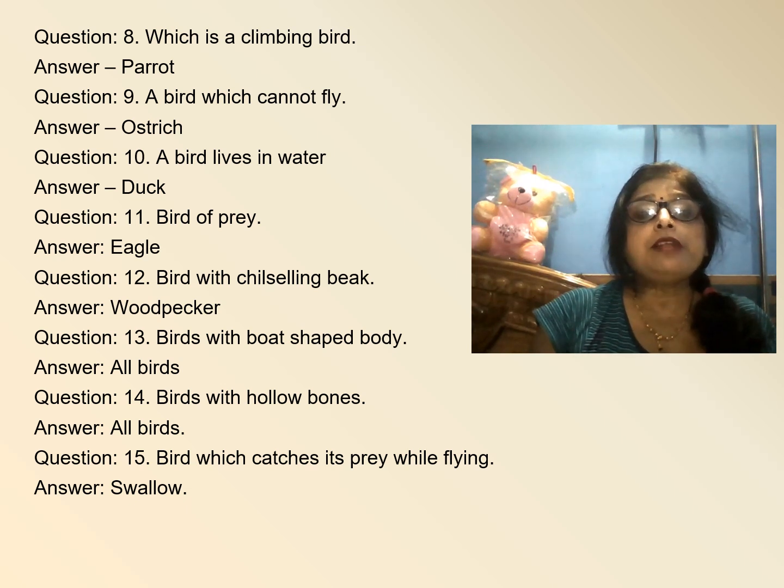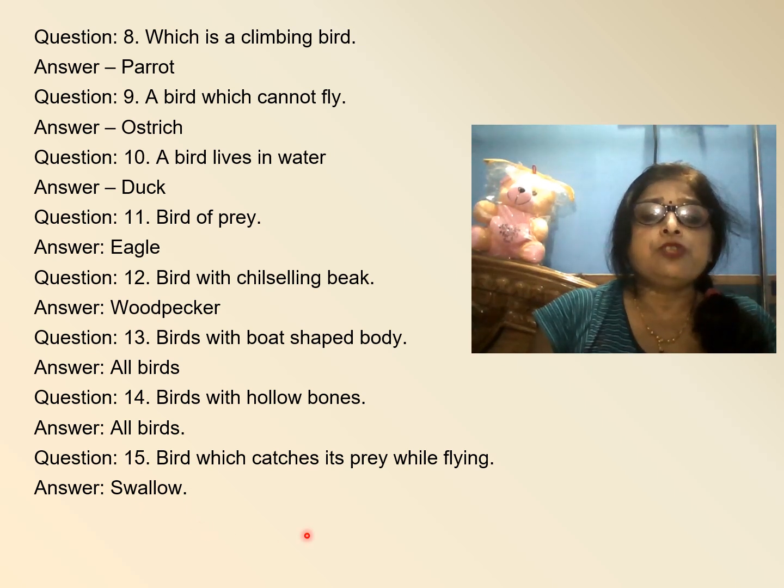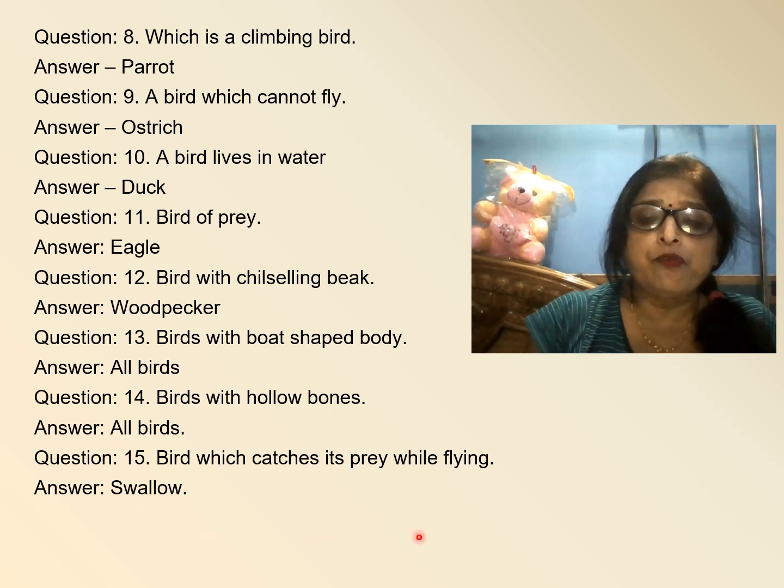Next one, which is a climbing bird? That is parrot. A bird which cannot fly? That is ostrich. A bird that lives in water? That is duck. Birds of prey? That is eagle. Birds with chiseling beak? Woodpecker. Birds with boat-shaped body? All birds. Birds with hollow bones? All birds. Birds which catch their prey while flying? That is swallow. These all are the different types of one word answers. You have to learn it and note it down in your copy.